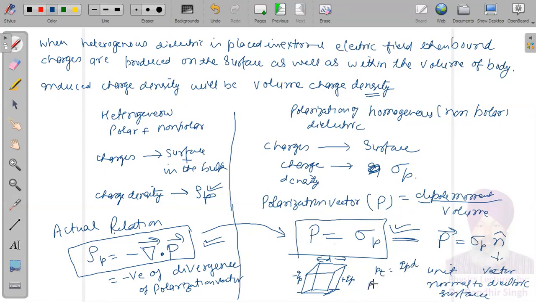And polarization vector is the dipole moment divided by volume. If I write it like this, q_p into d divided by volume. Let us say this area is A. The volume will be area into width, it will be A into d. D and d will get cancelled. This is now charge upon area. It will be simply equal to sigma_p. So this is easy to prove. That is why I have proved it.